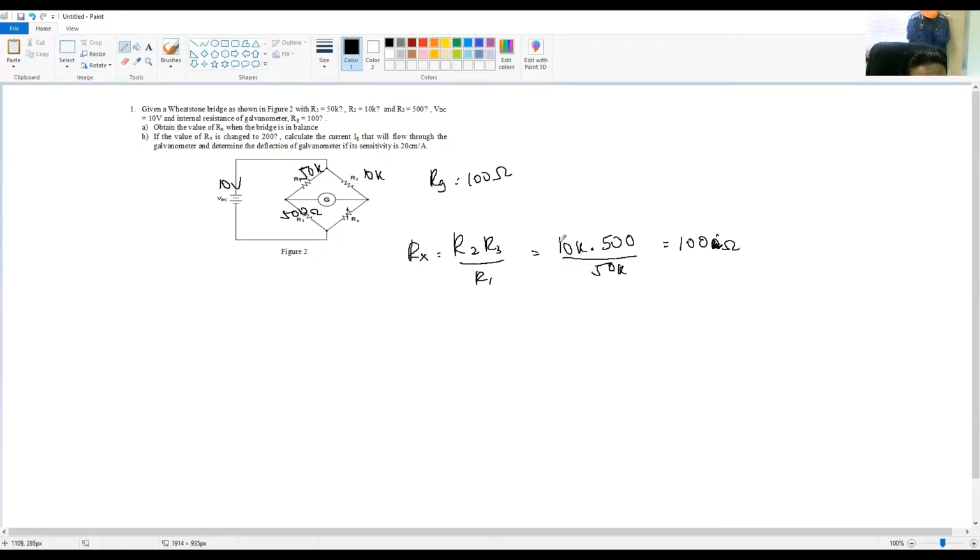You can use your calculator to calculate the value of Rx. So Rx is equal to 100, sorry, not 1000, it's 100 ohms. 100 ohm for Rx. And then we go for part B.